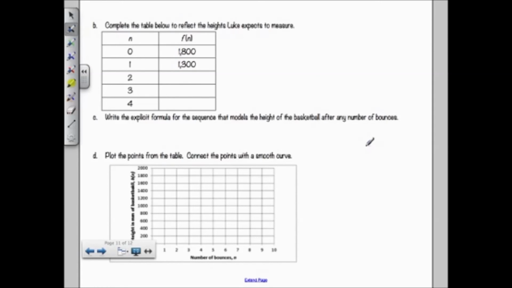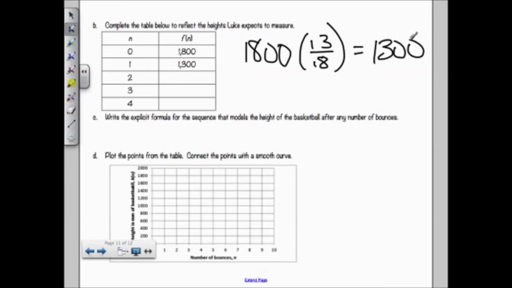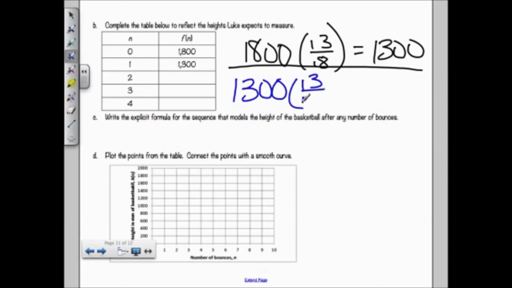All right, so question B: complete the table below to reflect the heights Luke expects to measure. I would take my first value, which is 1,800, and multiply it by my ratio. If you multiply 1,800 by 13 over 18, you'll get 1,300, which is what the height would be after one bounce. Then to figure out the next one, I would take 1,300 and multiply that by 13 over 18. When you multiply that value, you'll end up getting 939 right here.